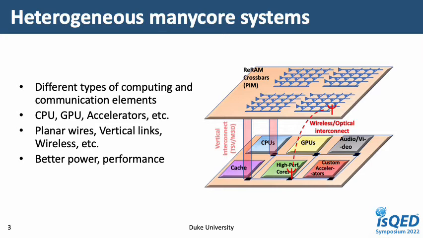However, heterogeneity need not be only in computing, it can be in communication as well. We could have an architecture which has planar wires, vertical links, maybe wireless or optical interconnect. So there could be heterogeneity in communication as well. Heterogeneous many-core systems tend to achieve much better power and performance compared to the traditional homogeneous many-core systems, which is why these architectures are quite popular and are being used nowadays. For instance, Apple's M1 chip is a heterogeneous many-core system.